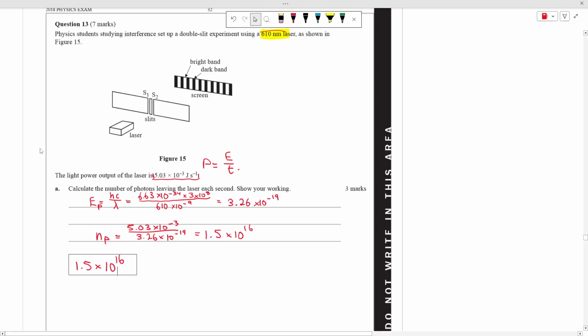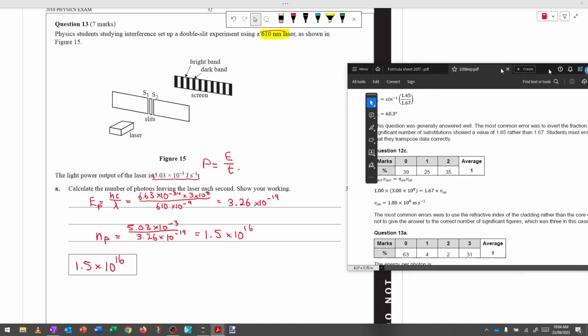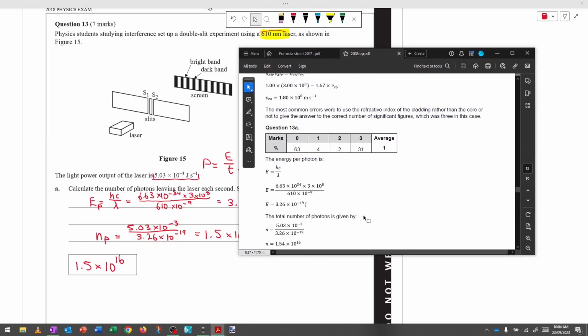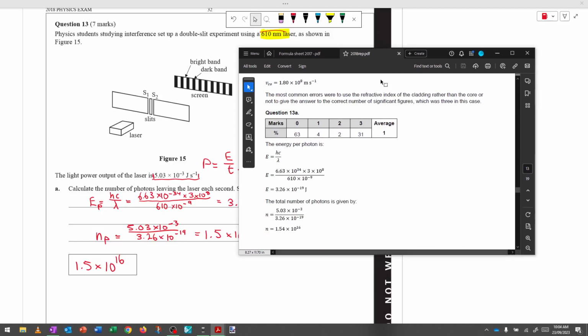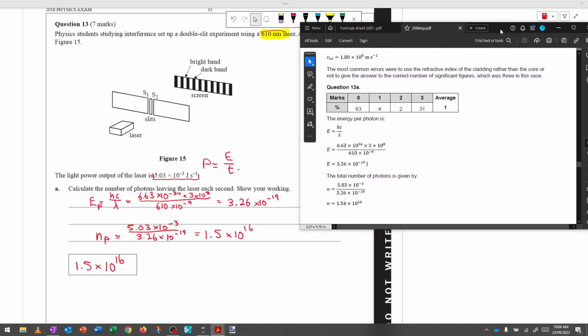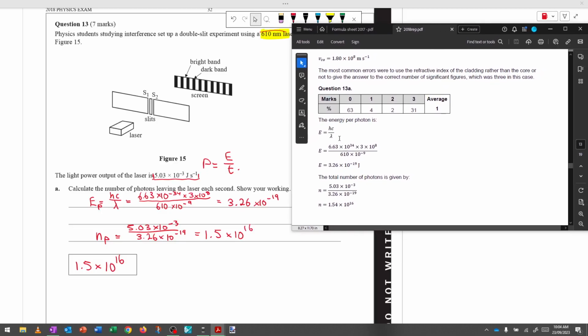Okay, check our answer. Yep, there you go. They've added an extra significant figure in there, that's okay. Yeah, so same idea, energy of a single photon, that's that. Total number is total energy divided by the energy of a single photon. You get the same answer. Cool.